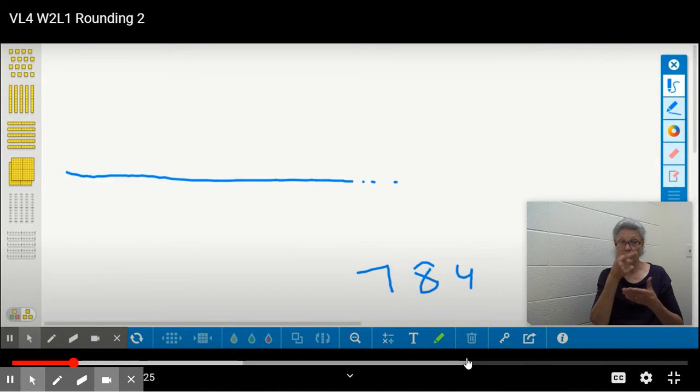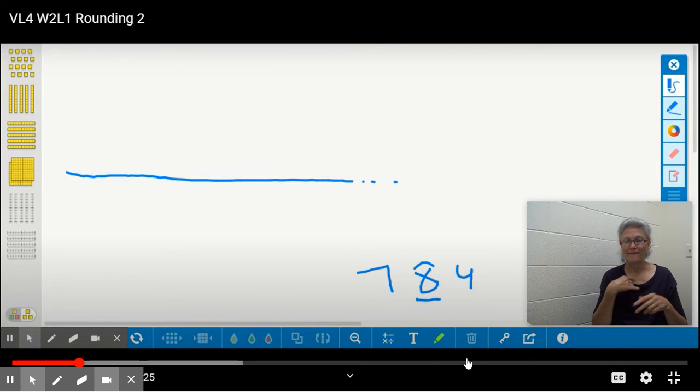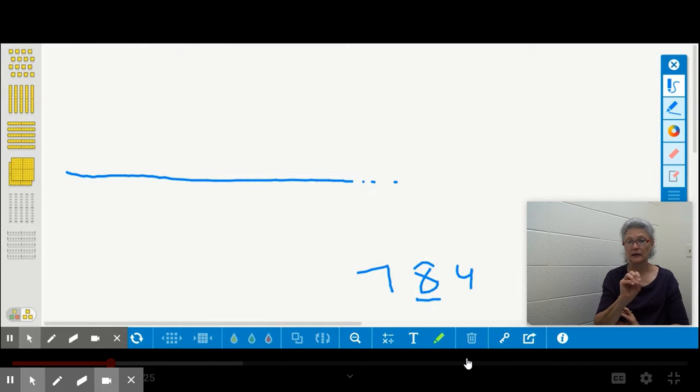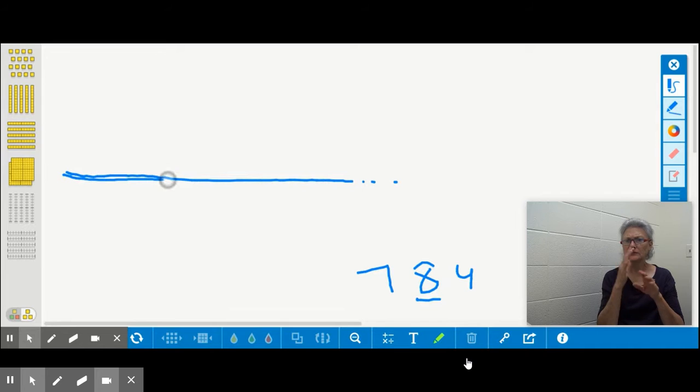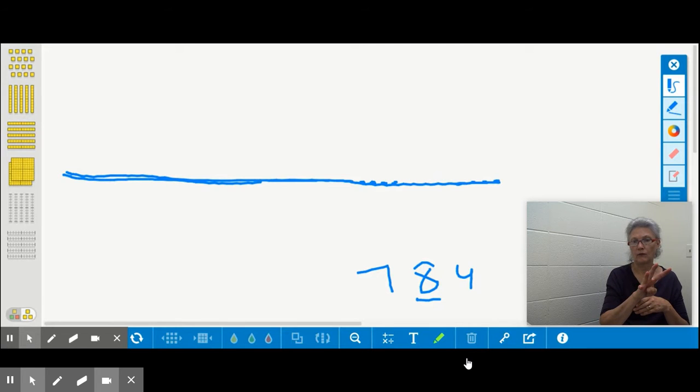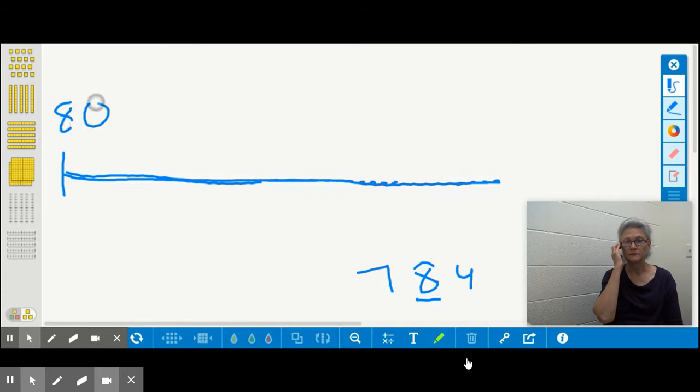For this one, we really want to focus on the tens place, which is where we have 8, which is really actually the value of 80. So remember in our last video, we tried to figure out what the lower value would be and what the higher value would be. So I know that 84 is greater than 80, and I know that it's less than 90.